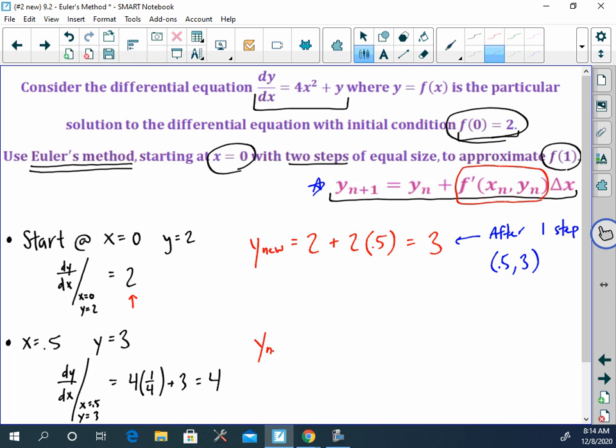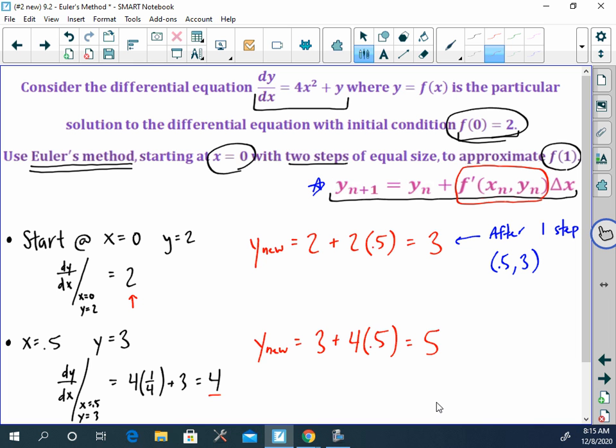Okay, so now we're finding our new y value by taking our old y value, 3, plus our slope here, which is 4, times our step size. And our step size isn't changing, right? We're always doing step sizes that are the same, so our step size will still be 0.5. So we end up with 5, which is actually, I think, the answer here.